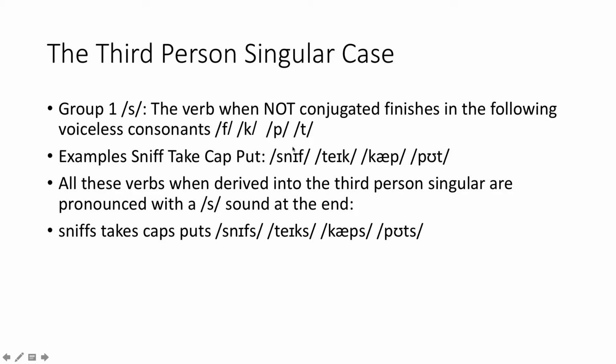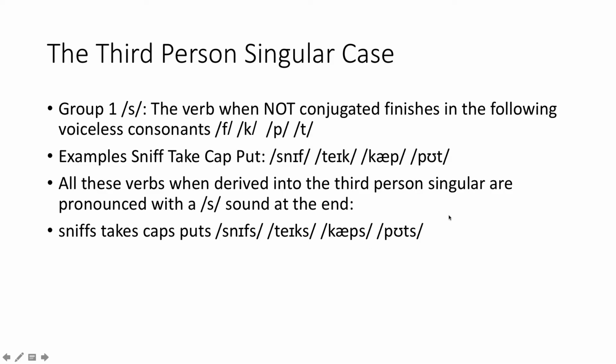You see that there are only four voiceless consonants, because these are the only consonants used at the end of verbs that fulfill this case. Here I have some examples of verbs that finish in that: sniff, take, cap, and put. When they are transcribed into IPA, you see they have f, k, p, and t. Now, when you conjugate those verbs into the third person singular, since the end consonant is a voiceless sound, you need to add another voiceless sound. So you're going to add the s sound at the end. We have here the transcription for the conjugation: sniffs, takes, caps, puts.